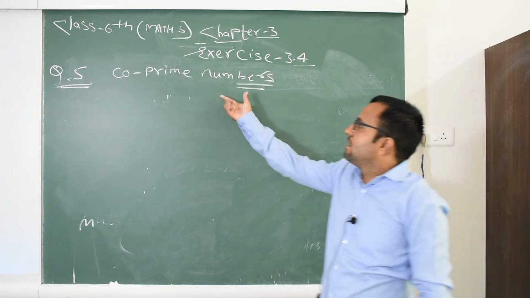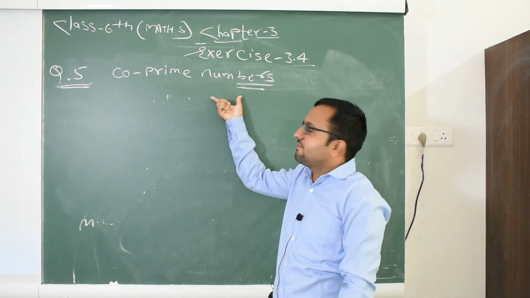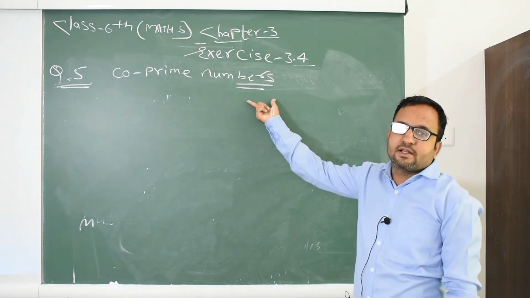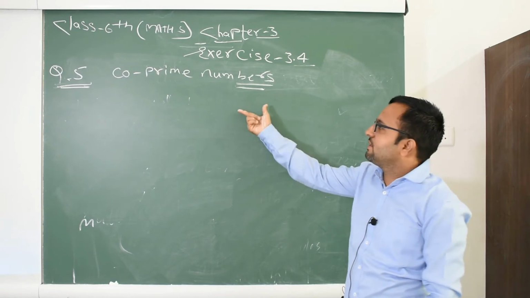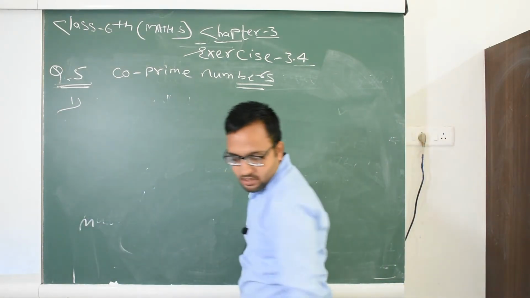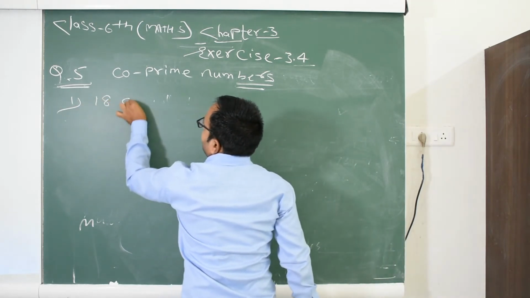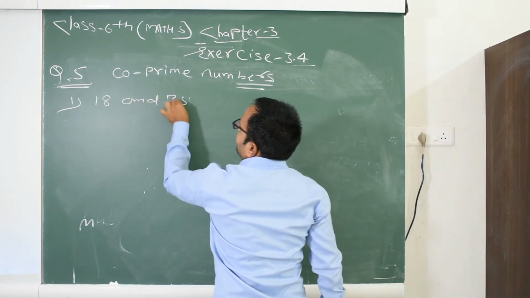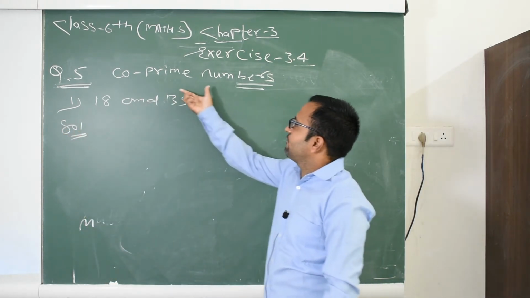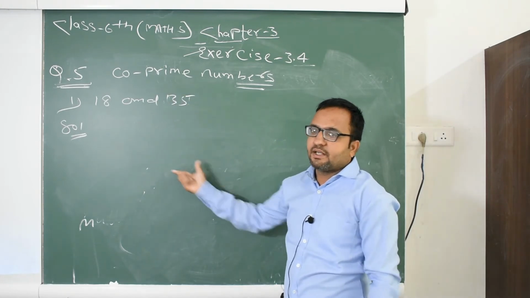Co-prime means numbers having only 1 as a common factor. If 1 is the only common factor, we call the numbers co-prime. Question number 1: 18 and 35. If you are finding co-prime numbers, first we find the factors of each number.